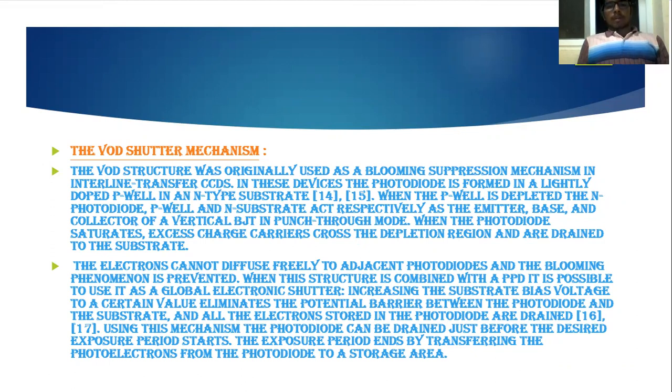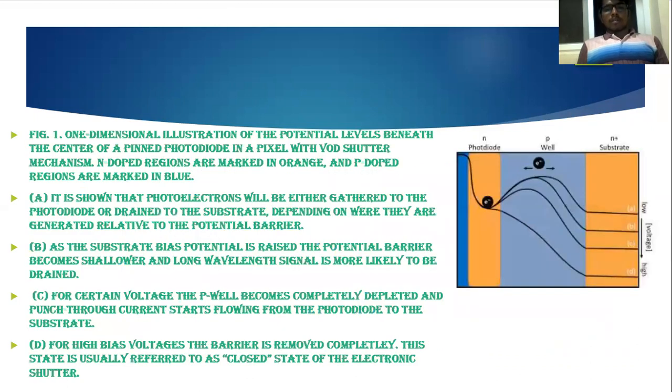When the structure is combined with a lateral overflow drain, it is possible to use it as a global electronic shutter. Increasing the substrate bias voltage to a certain value eliminates the potential barrier between the photodiode and the substrate, and all the electrons are either stored in the photodiode or drained. Using this mechanism, the photodiode can be drained just before the exposure period starts. The exposure period ends by transferring the photoelectrons from the photodiode to a storage area.